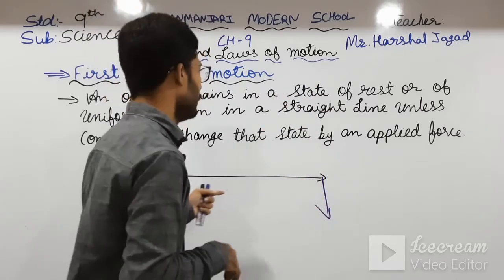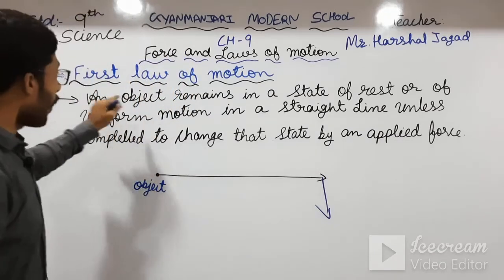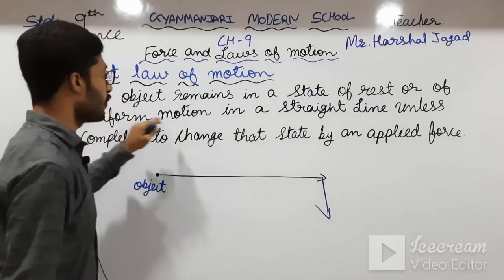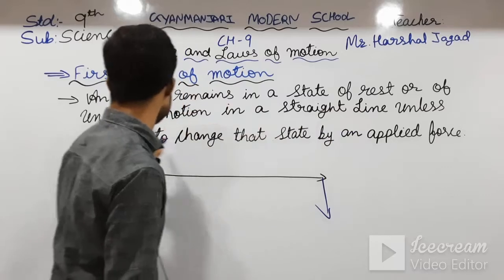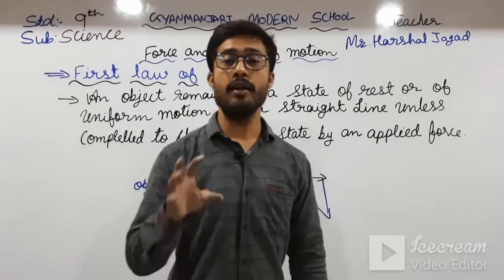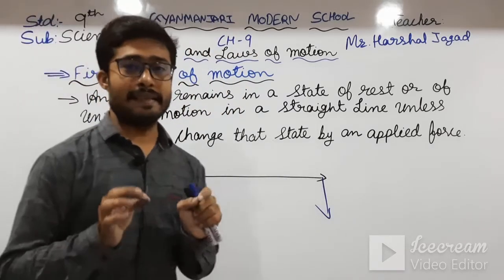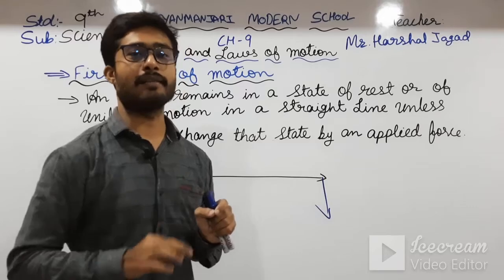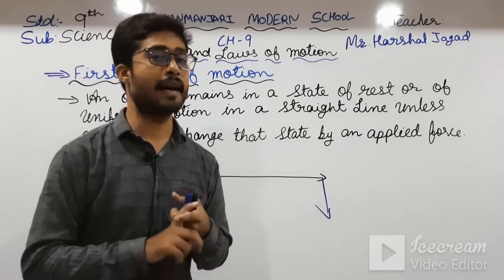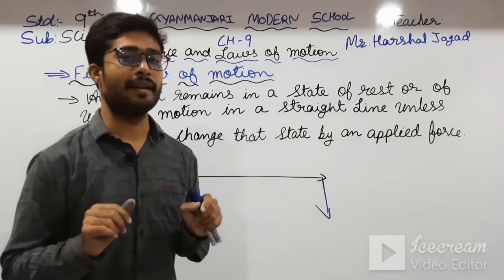Okay students, so this is the first law of motion. An object remains in a state of rest or of uniform motion in a straight line unless compelled to change that state by an applied force. Means, in Desi Bhasha, in Gujarati, we can say that as long as we do not disturb someone, they stay as they are.